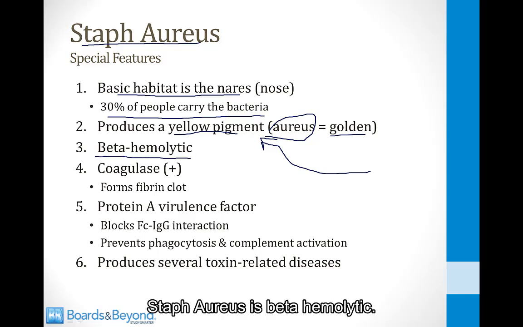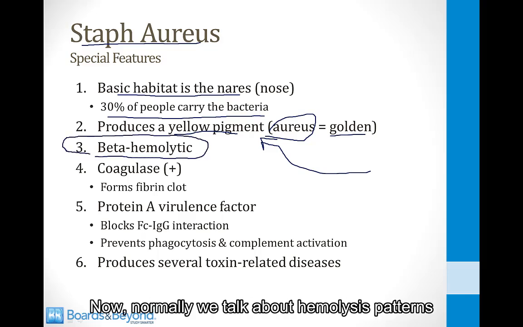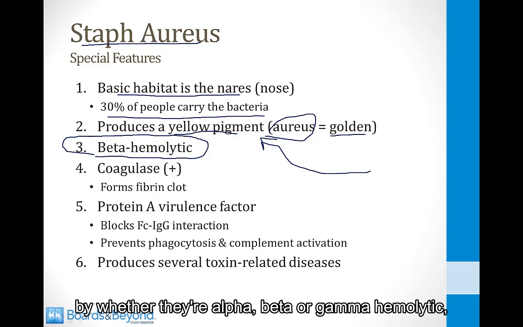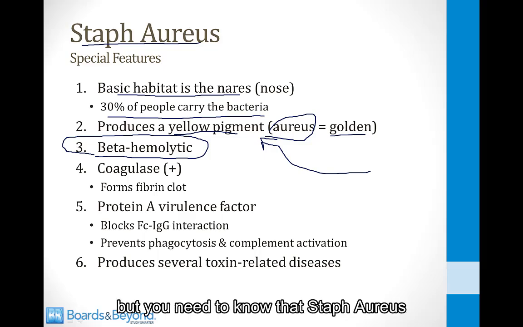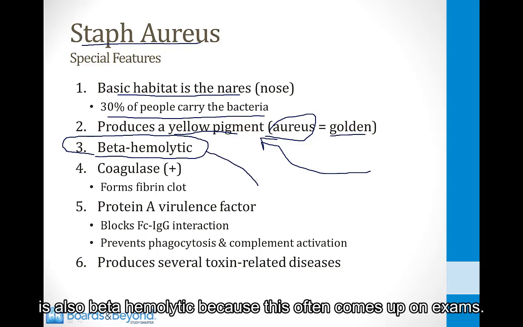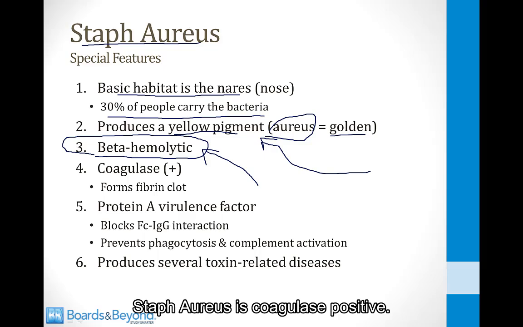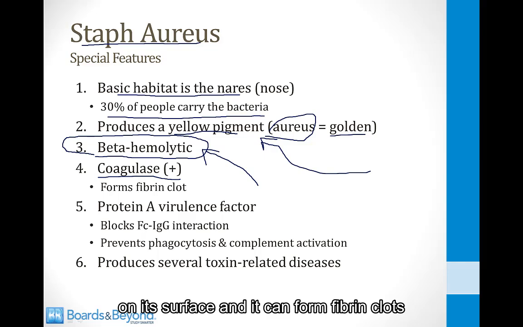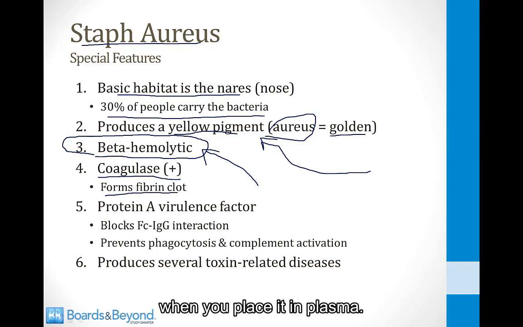Staph aureus is beta hemolytic. Now normally we talk about hemolysis patterns for strep because we differentiate strep bacteria by whether they're alpha, beta, or gamma hemolytic, but you need to know that Staph aureus is also beta hemolytic because this often comes up on exams. Staph aureus is coagulase positive. This is what differentiates it from the other types of staph, and this means it has the coagulase enzyme present on its surface, and it can form fibrin clots when you place it in plasma.